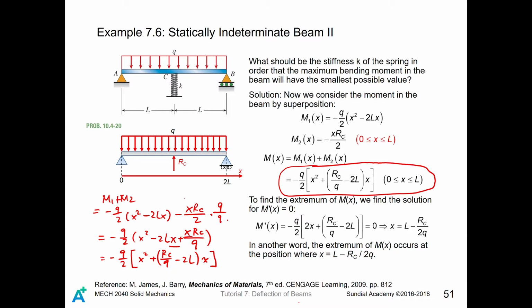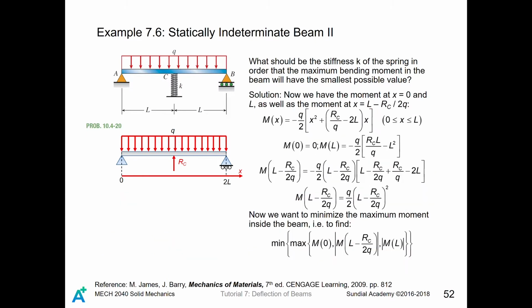So to find the extremum of the moment, we have to set the derivative of the moment with respect to x equal to zero. To do it, we differentiate the things inside the bracket. X squared becomes 2x, and for the term on the right hand side, the x simply disappears. And M prime x equals to 0 means that x equals L minus RC divided by 2Q. In other words, the extremum of M(x), regardless of its sign, occurs at the position where x equals L minus RC divided by 2Q.